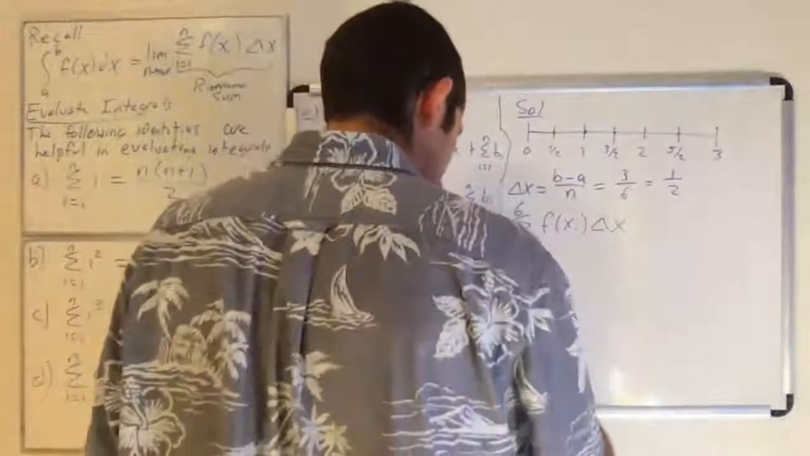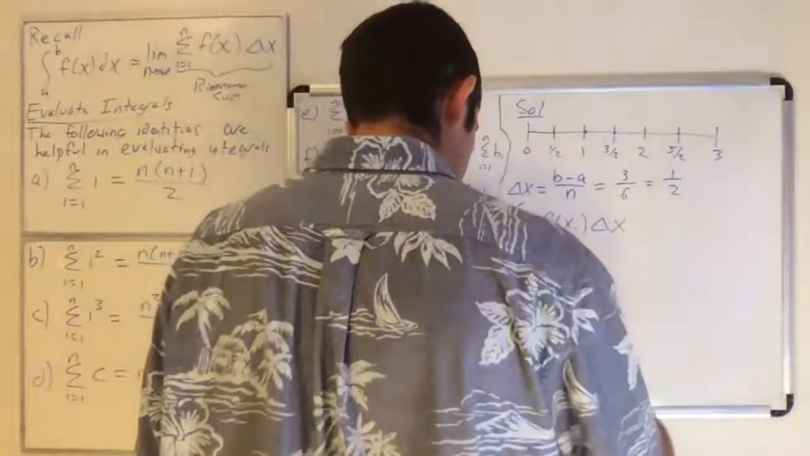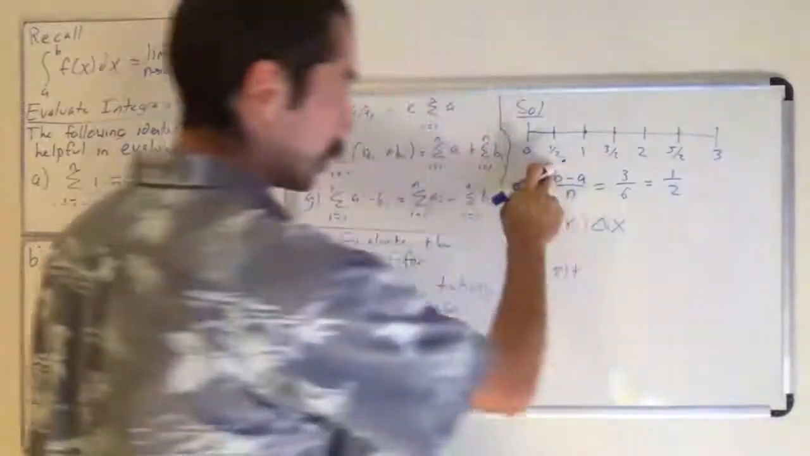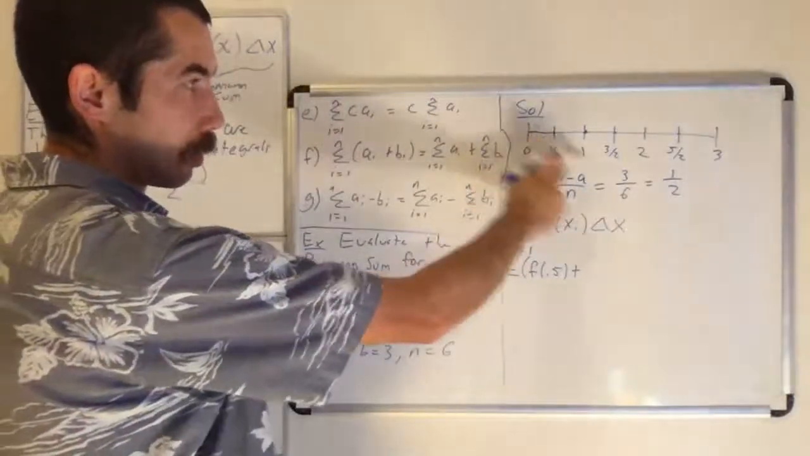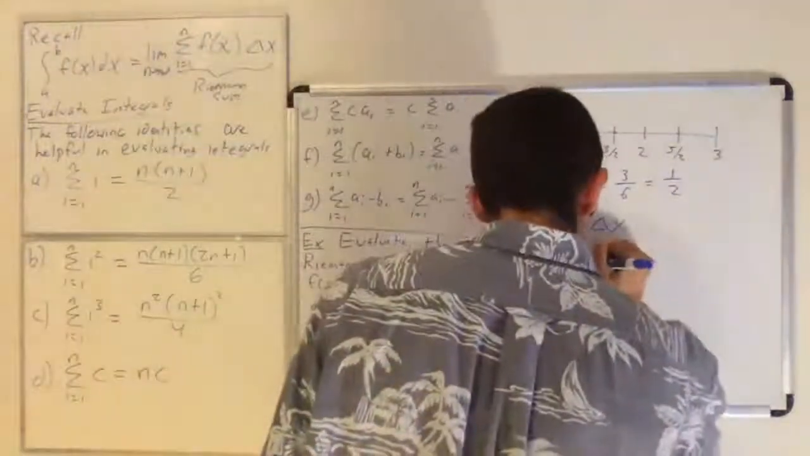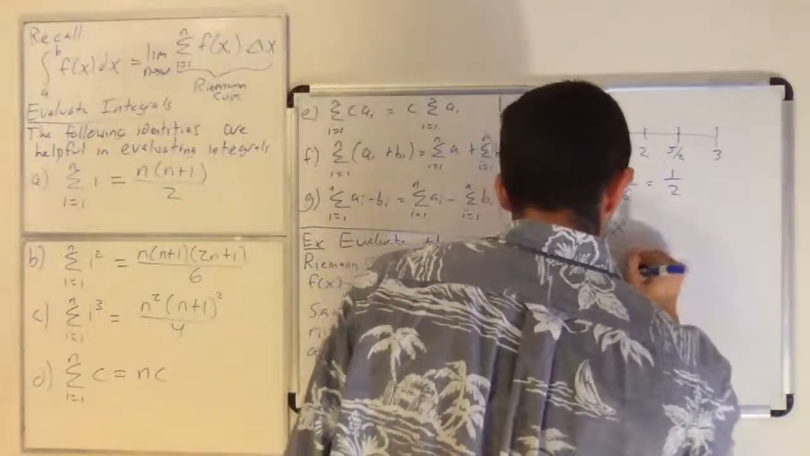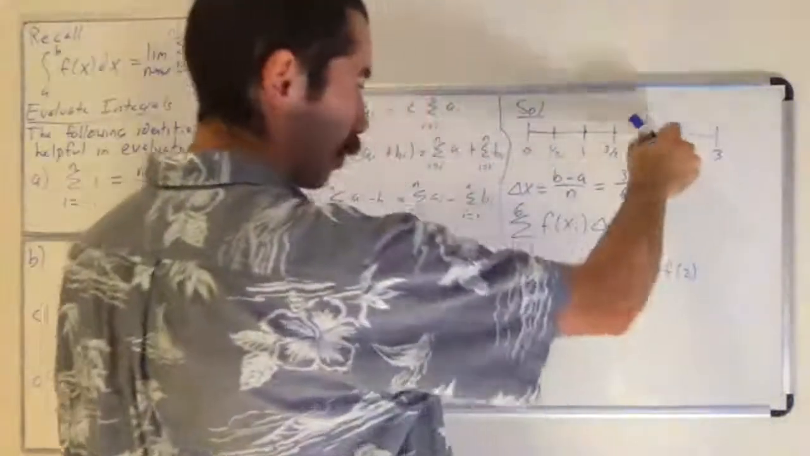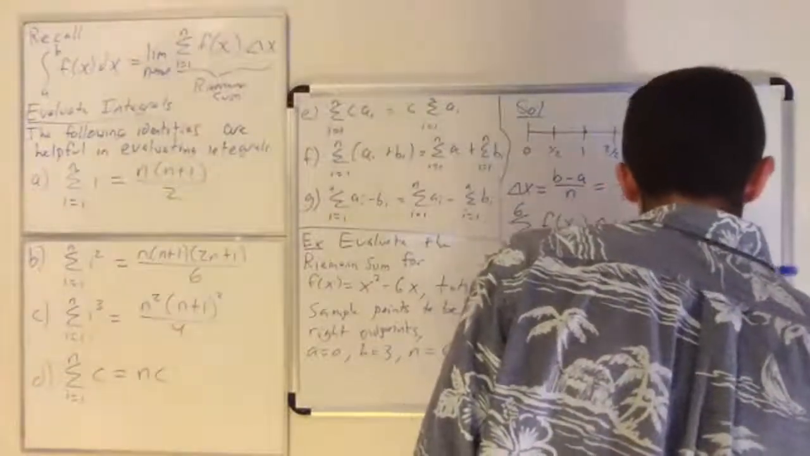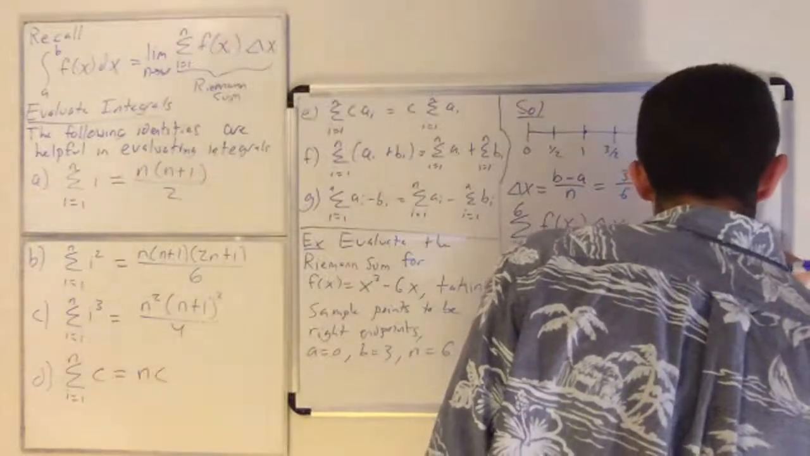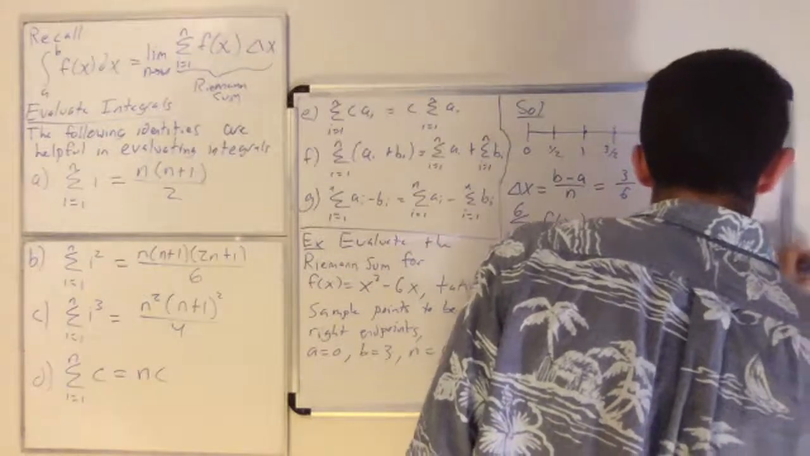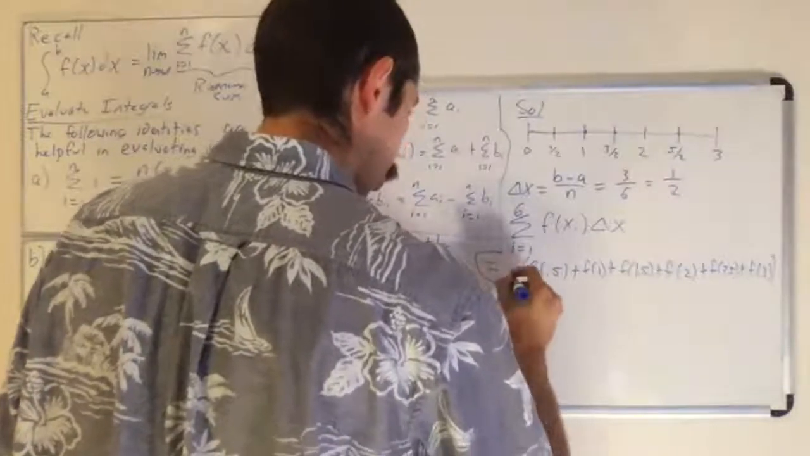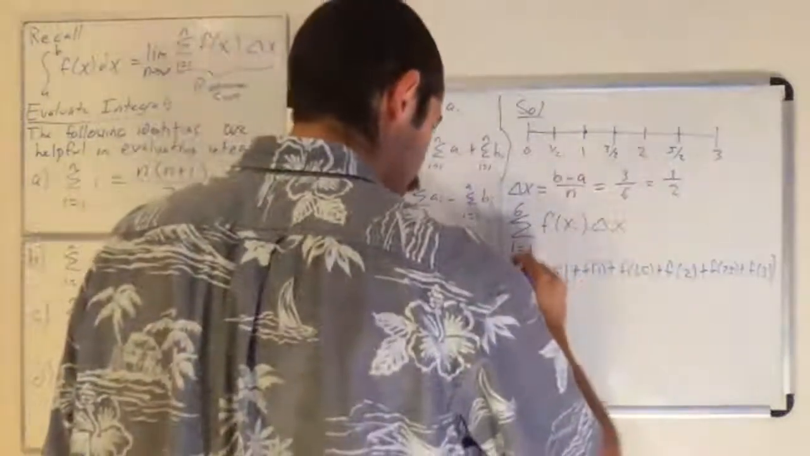So really this is equal to f of 0.5 plus, because that's the first right endpoint, plus f of 1 plus f of 1.5 plus f of 2 plus f of 2.5, all times delta x, which we said was 1/2.